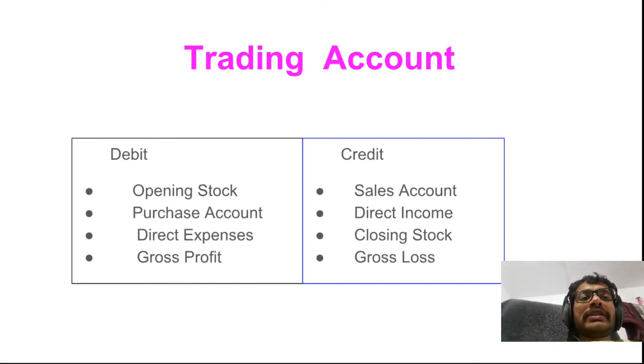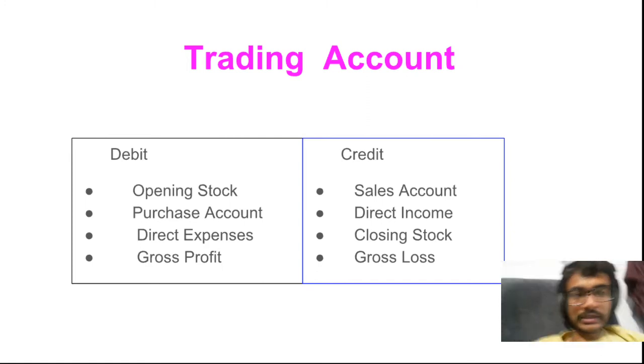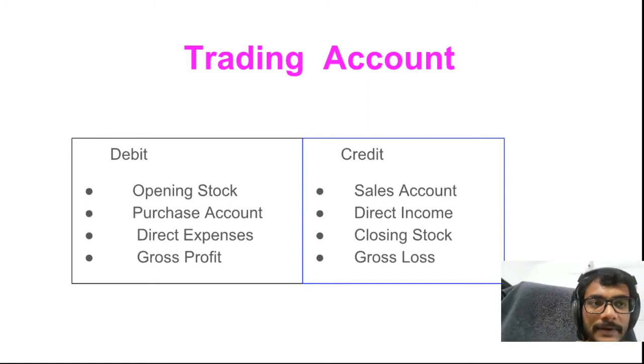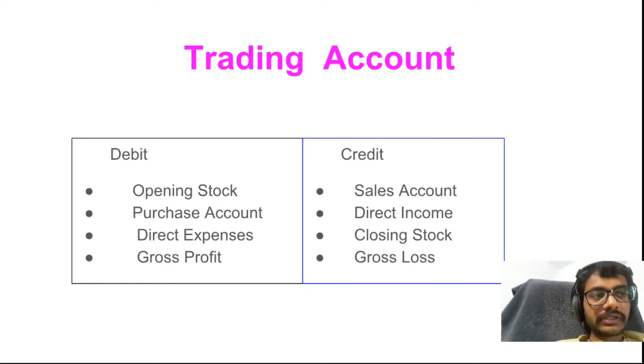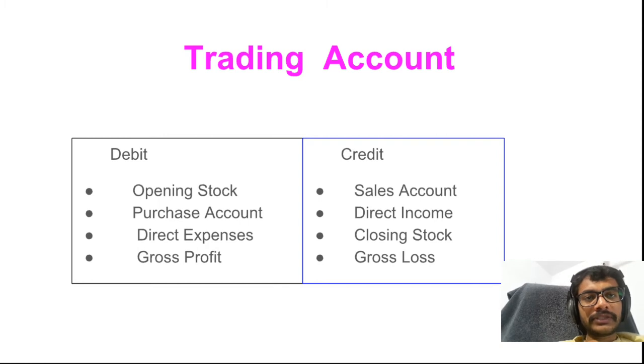In a trading account, you will see two sides. One is debit and the second is credit, right? On the debit side, you will see opening stock first. What is meant by opening stock? When you start a business with opening stock, which is the available stock, like if you are a bookseller, you have available book copies or papers, that is called opening stock.